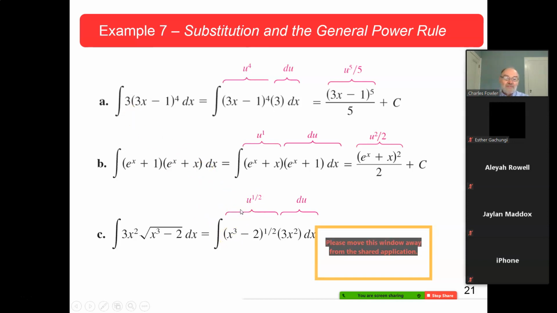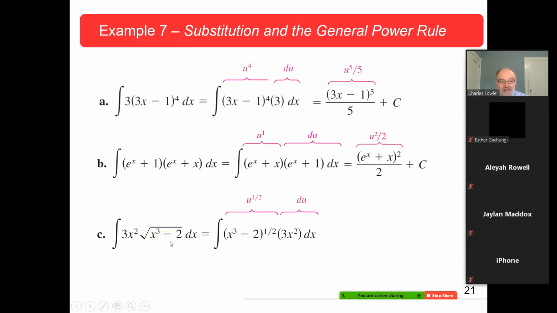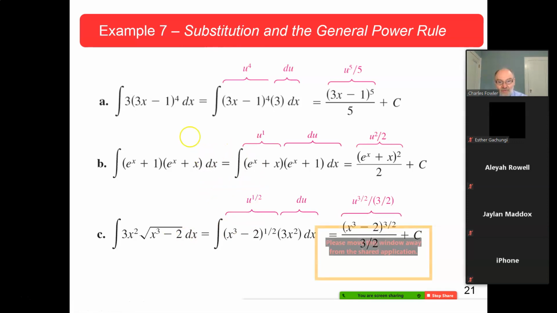But remember, we have to divide by the 3 halves, which is the same as multiplying by 2/3. So it's 2/3 u to the 3 halves power. What is u? x cubed minus 2. So you plug that in. So here's how they get their answer: u to the 3 halves power divided by 3 halves.